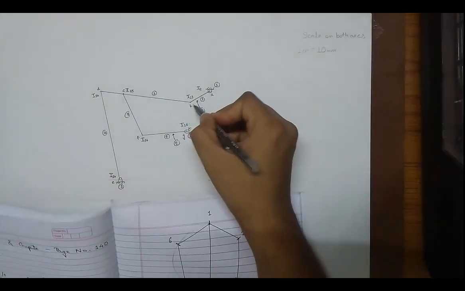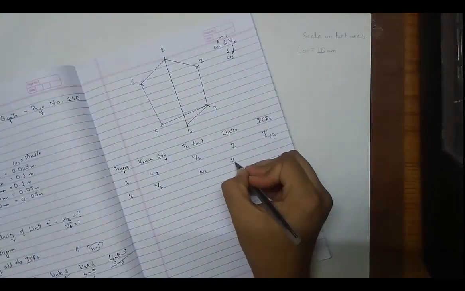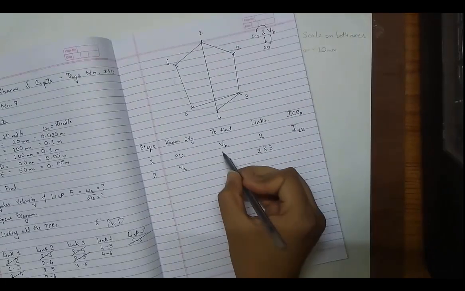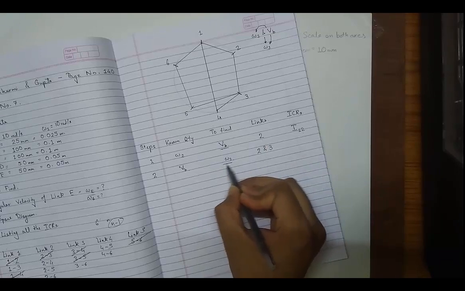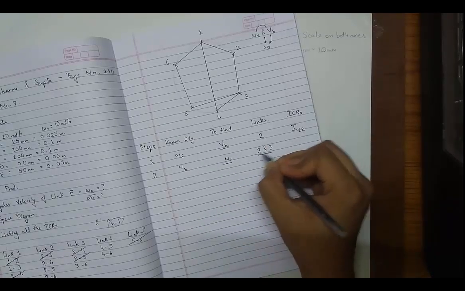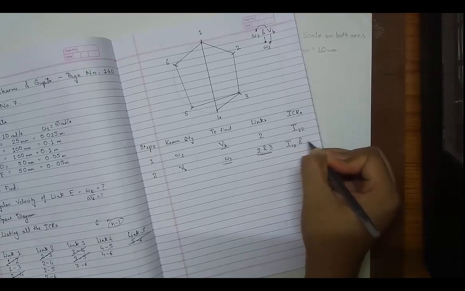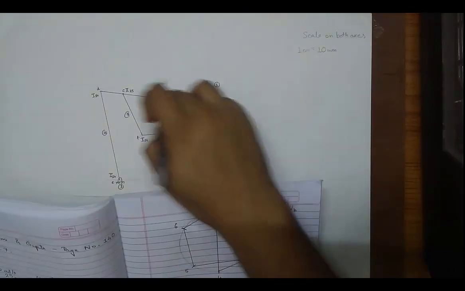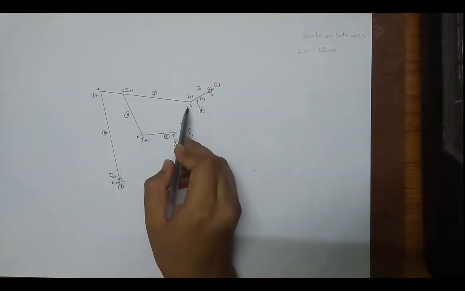Okay, B lies on which two links? 2 and 3. So here 2 and 3. Always remember, to find the velocity we need only one link. To find angular velocity we need 2 links. Okay, so this is 2 and 3. So here we write I12 and I13. As soon as we find the angular velocity of 3, now see, this is an interesting case.